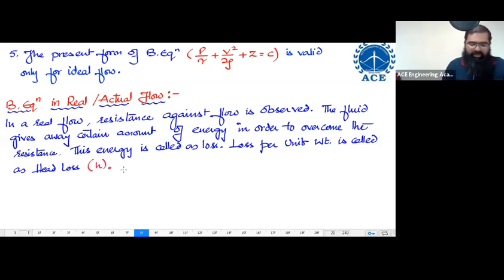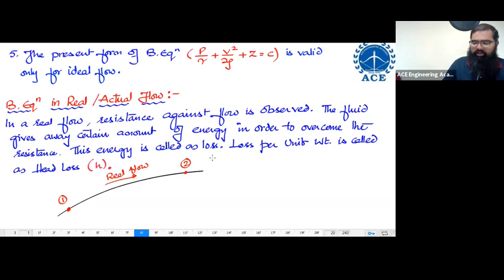Now to understand this, let us say you have some flow taking place. Imagine there is a particular pipeline, and the flow is taking place in this direction. Real flow is taking place. Some section 1, some section 2 over here. Now, the first thing I can say is H1 is not equal to H2.